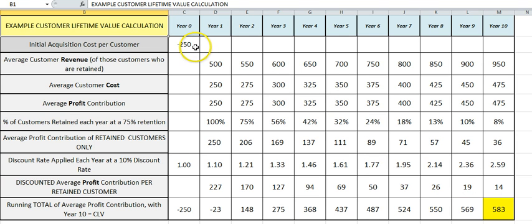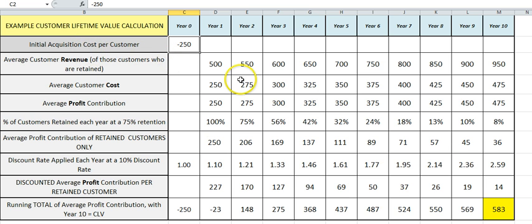For this example, I've used an acquisition cost of $250. All of these numbers are on a per customer basis. And then revenue of those customers who are retained across the next 10 years. The first year we have a customer, it's $500, and it increases $50 a year till by the end of year 10, we have a revenue of an active and still existing customer of $950.